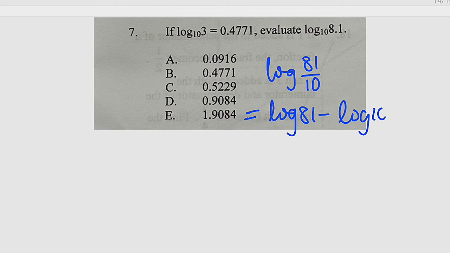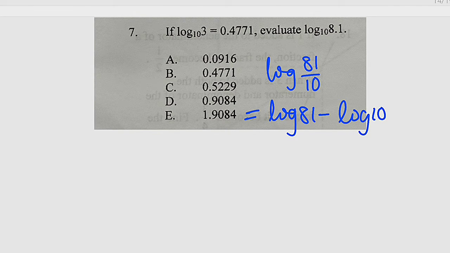Question number 7 reads, if log of 3 with the base of 10 is equal to 0.4771, we are asked to evaluate log of 8.1 with the base of 10. Alright, let's get started. 8.1 is the same thing as 81 divided by 10, right? So we can write this as log of 81 divided by 10, still in base 10. And you should know that according to one of the laws of logarithm, we can split this into log of 81 minus log of 10.